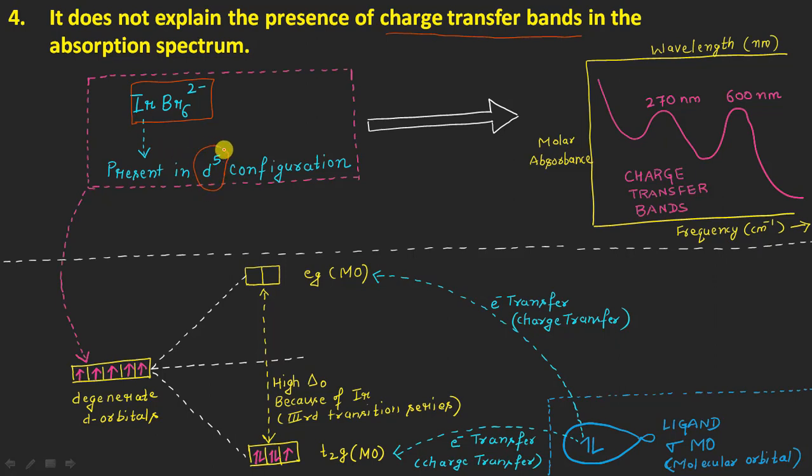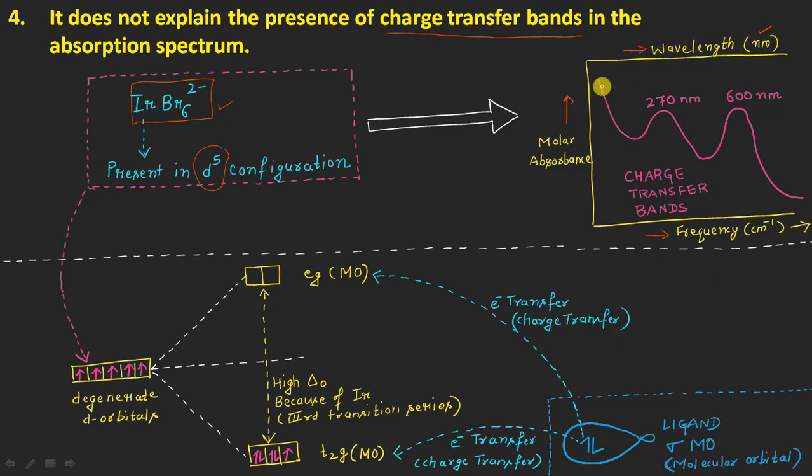If you go for the electronic configuration, it will come out to be 5 electrons present in the 5d orbitals, right? And iridium actually belongs to the third transition series, right? So here on this side, you can see the absorption spectrum of this iridium 6 bromo 2 negative. In this case, this axis corresponds to the molar absorbance. This one here is the frequency, and this one is the wavelength in nanometers, right?